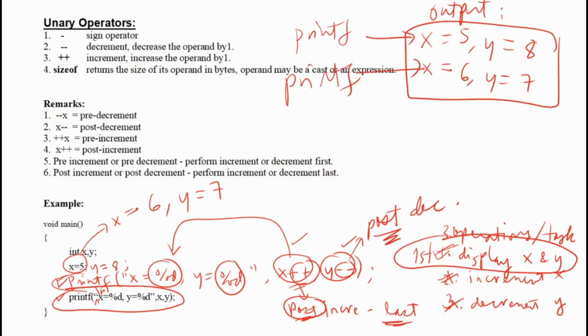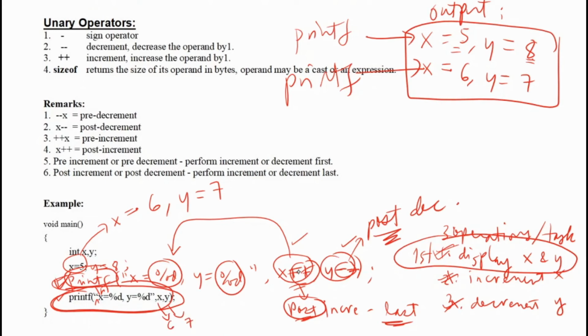So on the first printf, we display the current values of x and y, 5 and 8, because the increment here and the decrement here are not performed yet, because they are post-increment and post-decrement. They are performed last. So the task of displaying, because that is printf, is done first. So the current values 5 and 8 are displayed. After displaying, we increment x, it becomes 6, and we decrement y, it becomes 7. After that, when this is executed, the values of x and y are already the new values 6 and 7.